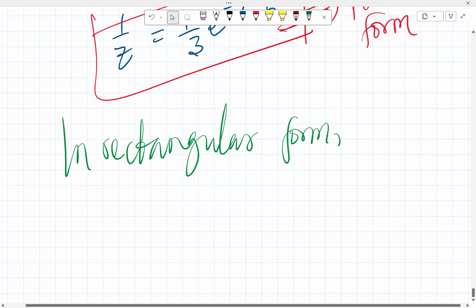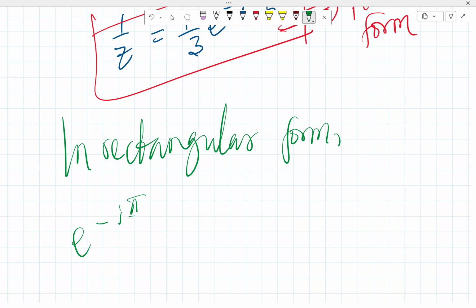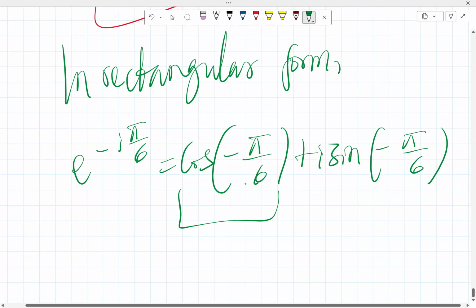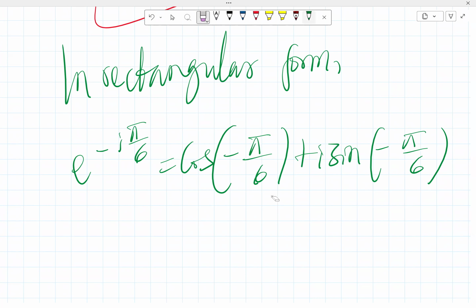e raised to power minus i pi over 6 is cos minus pi over 6 plus i sine minus pi over 6. By the way, pi is 180, pi over 6 is 30 degrees. And we know that cos is an even function. So whether it is cos pi over 6, it is the same thing when you have cos minus pi over 6. So nothing changes. And that's like cos 30, which is root 3 all over 2. Let me go step by step. Because cos is an even function, cos minus pi over 6 is the same thing as cos pi over 6.